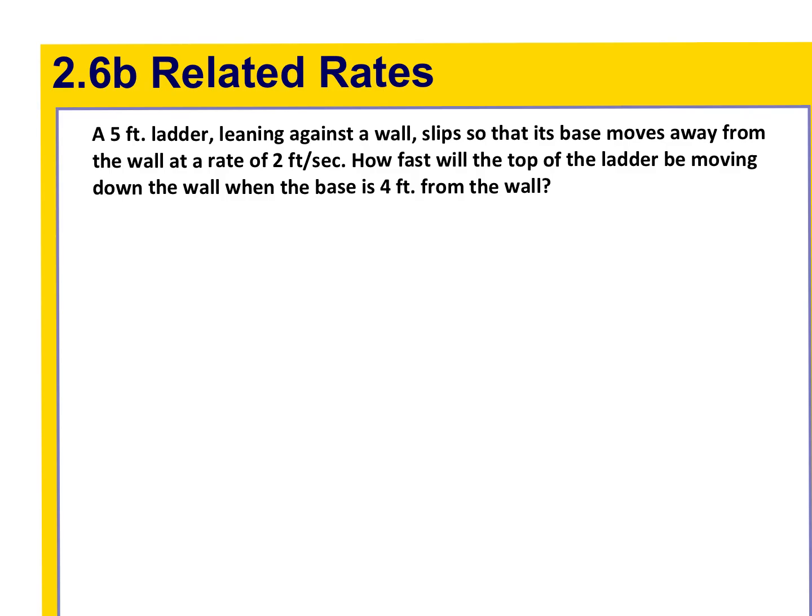All right, 2.6b, related rates. Here we go. A 5-foot ladder leaning against a wall slips so that the base moves away from the wall at a rate of 2 feet per second. How fast will the top of the ladder be moving down the wall when the base is 4 feet from the wall? All right, fantastic.